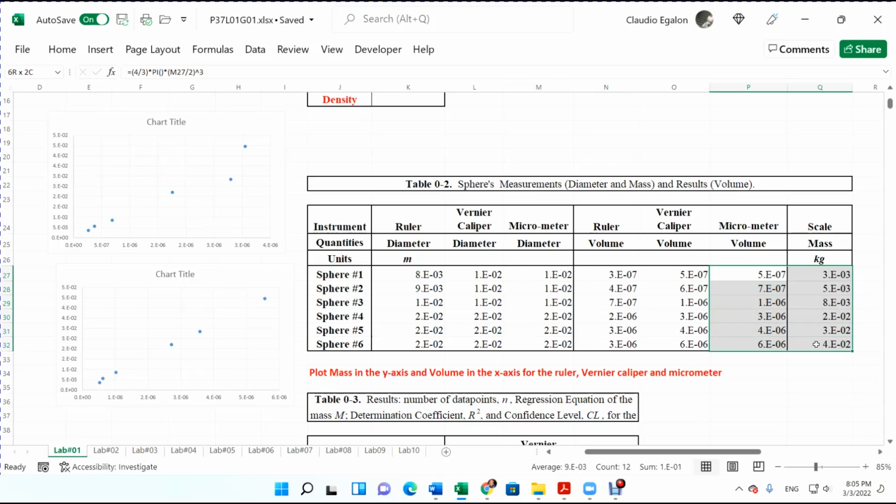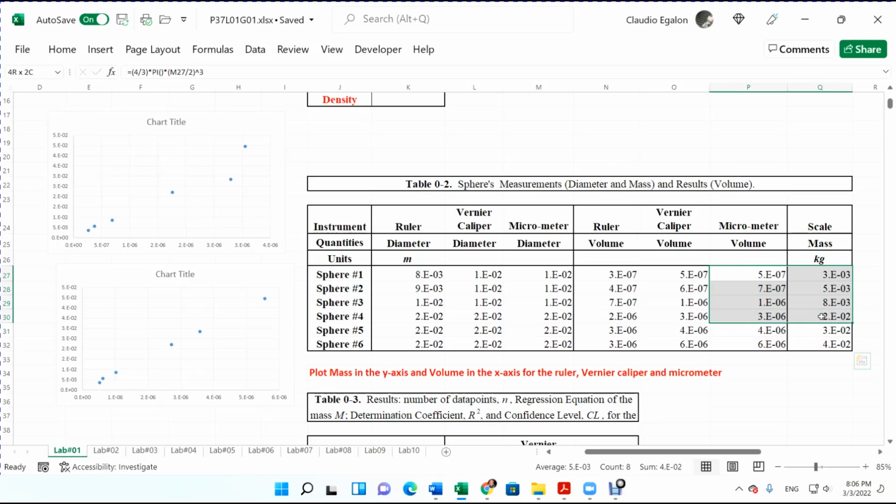Each press on the plus sign on the chart. How do we label the x and y axis? I'll show you how to do that. Would you like mass? Yeah, no. It has to be mass on the y-axis. Sorry, folks. Mass on the y-axis and volume in the x-axis. Okay. So the mass is already here.